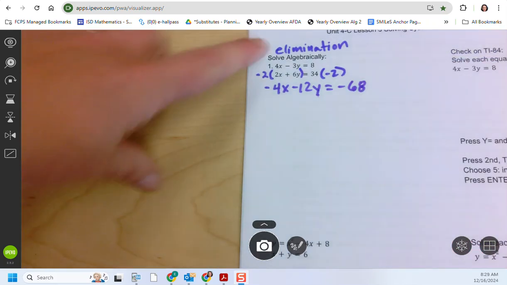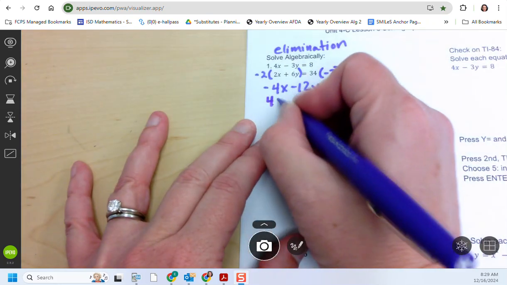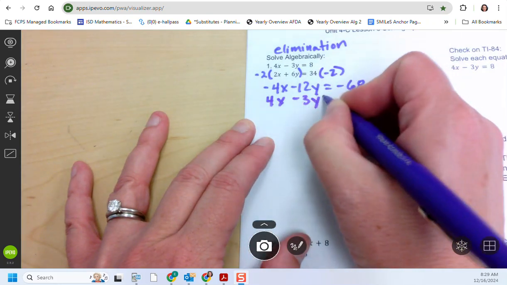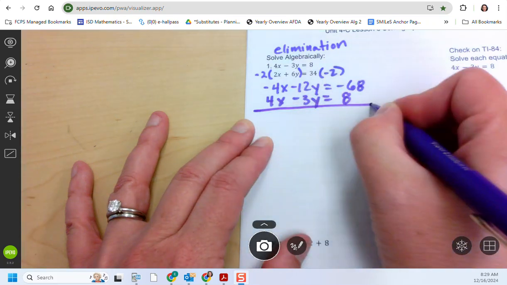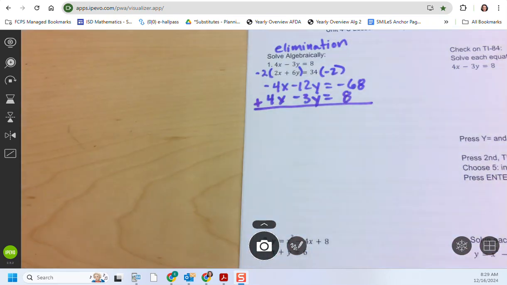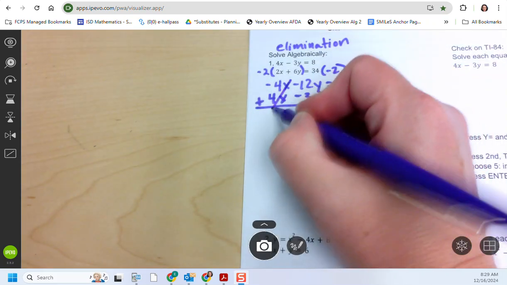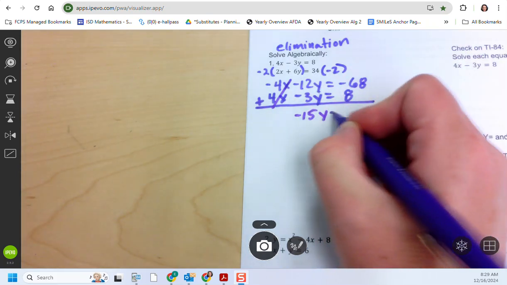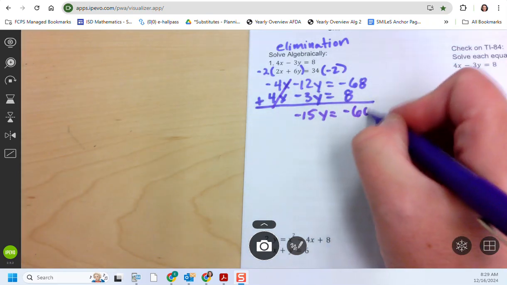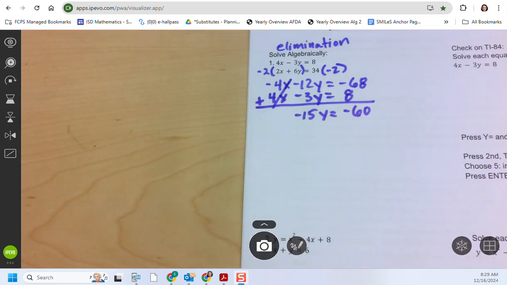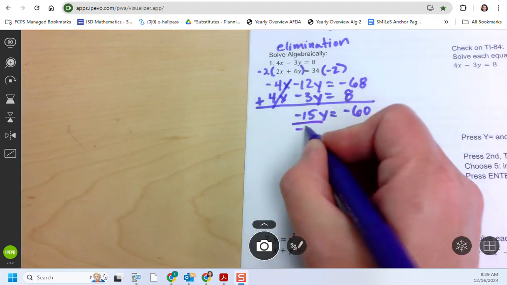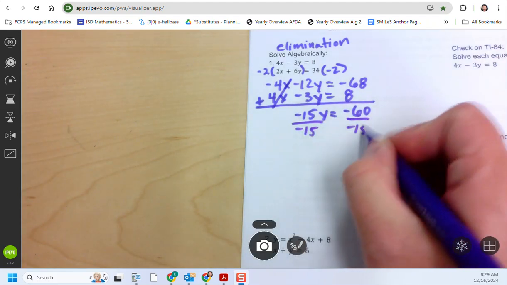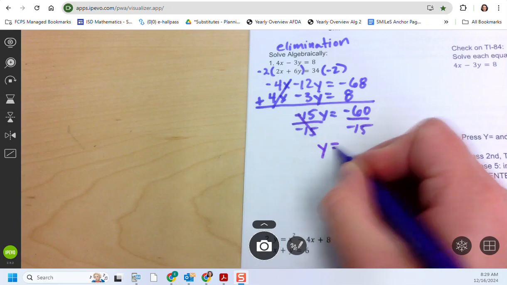And then you bring your first equation down, the one that you want to add to it. And you add them together. And then your negative 4x and your 4x cancel out. This gives you negative 15y. And you add these together and get negative 60. And then divide to get rid of your negative 15. So we get y equals 4.